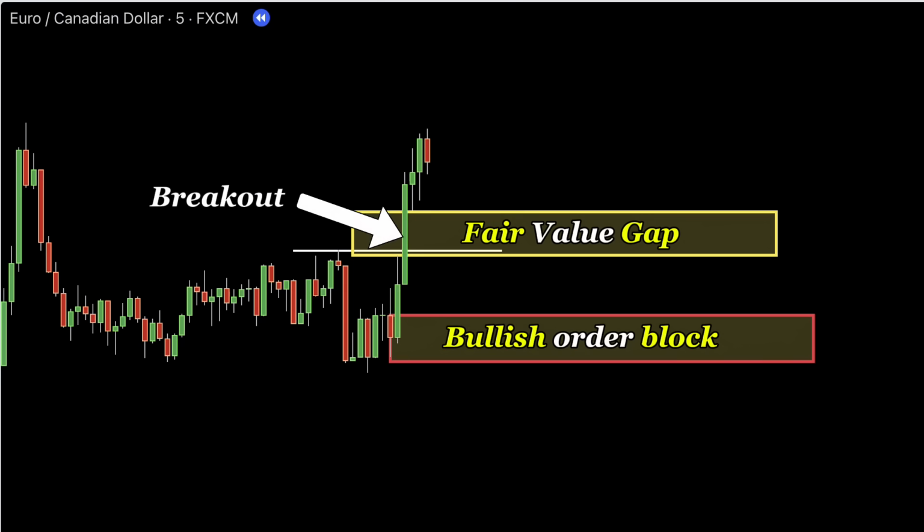Finally, the order block itself is unmitigated, meaning price has not revisited it yet. Because it's still fresh, it carries higher probability. With these conditions in place, we mark the order block and wait patiently.